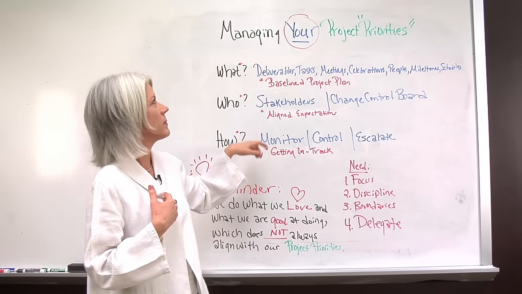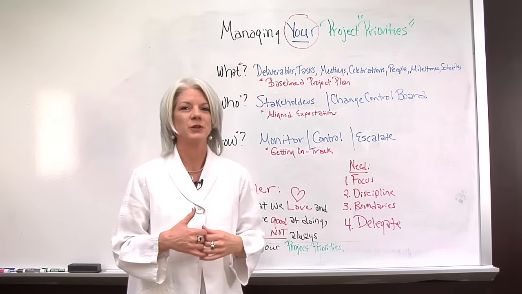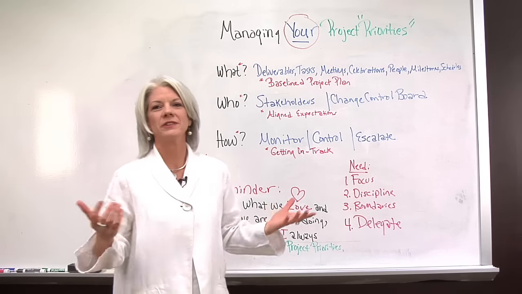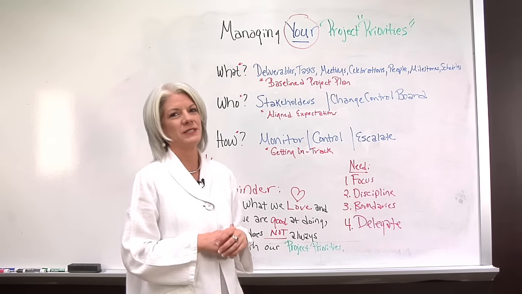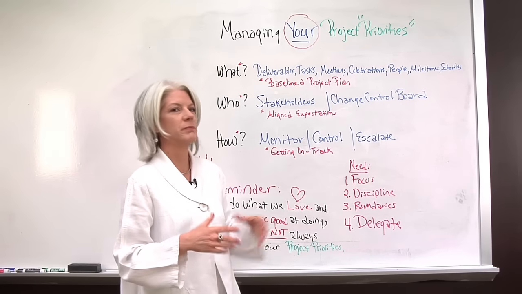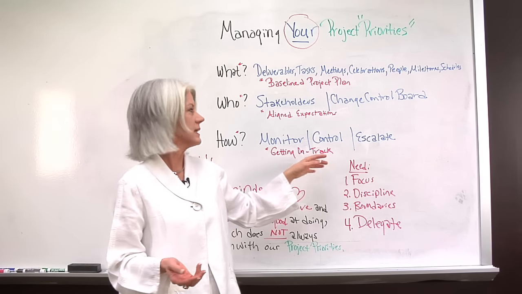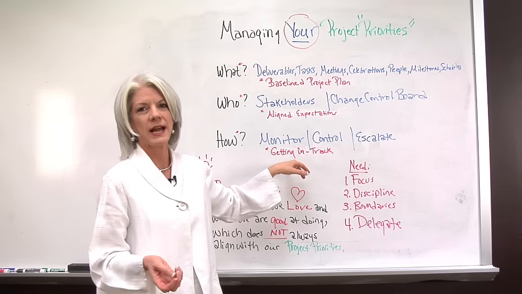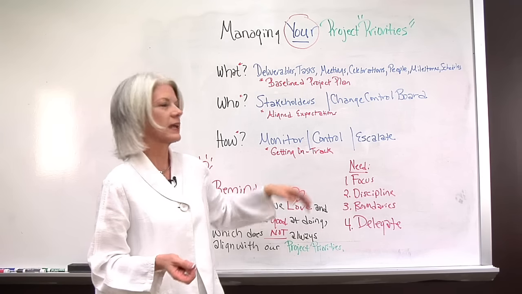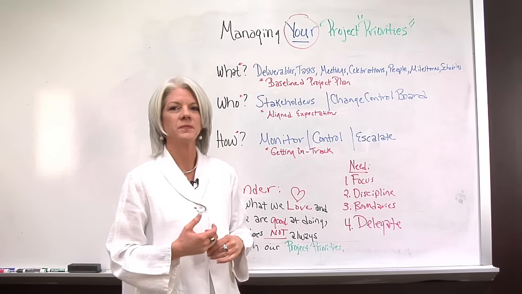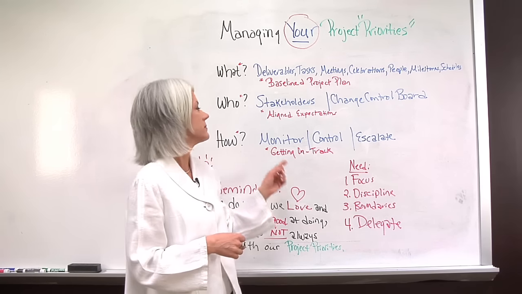So how do we go about managing our project priorities with all of these things occurring? Well, we have to do the same thing for our project priorities that we do on the project. It's the principles of monitoring, controlling, and escalating: finding out what's off track and getting back on track as quickly as possible, and escalating to the people we need to in order to get those things done.